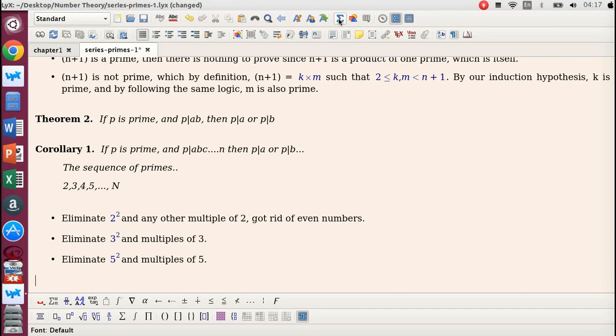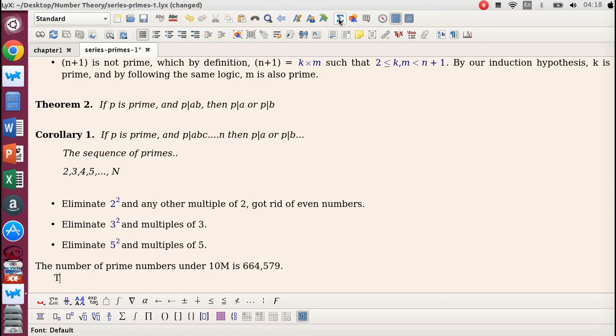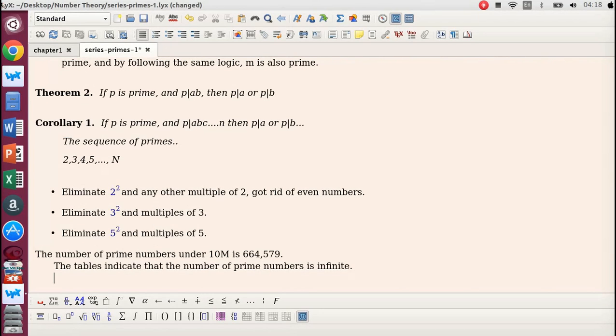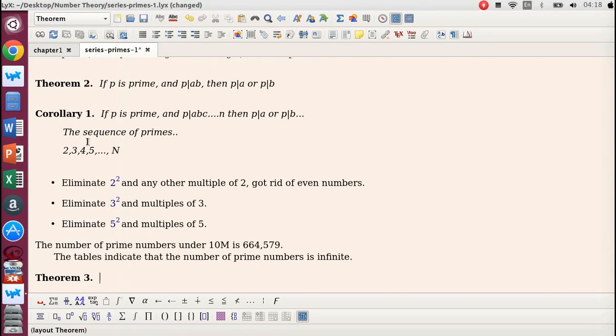Now, when we get the table of prime numbers under 1,000, or 1,000,000, or 10,000,000 — by the way, the number of prime numbers under 10,000,000 is 664,579 — the tables indicate something: that the number of prime numbers is infinite. This gets us to our next theorem, which is Euclid's second theorem.